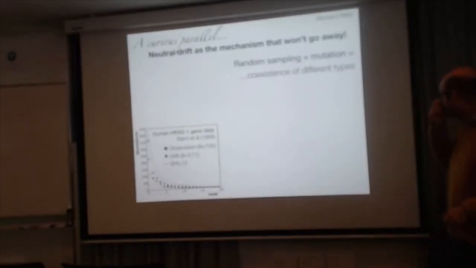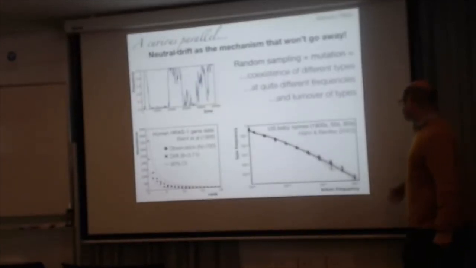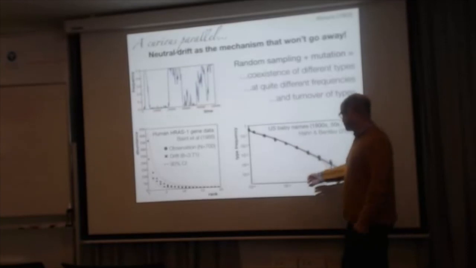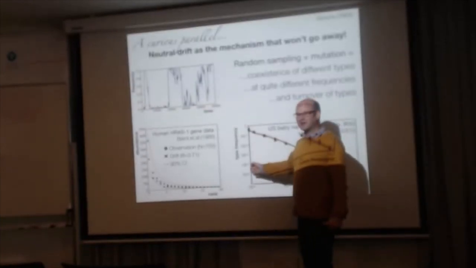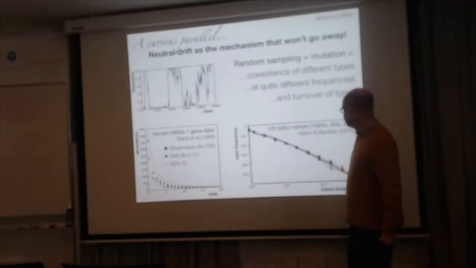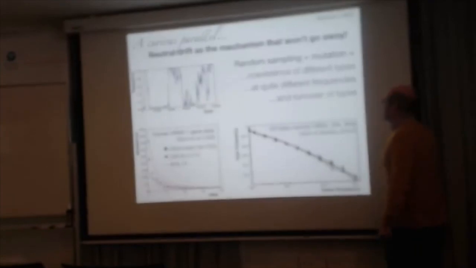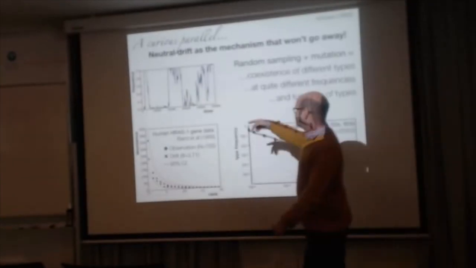It happens with baby names as well. So it's basically the same graph. So you have a small number of very common names and a large number of quite rare names. Okay, and again, you can get this, I think, with a fairly similar value of the mutation rate. And you can get a turnover of types. So here's a graph that's supposed to show that.